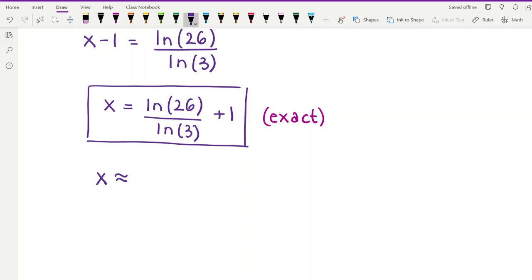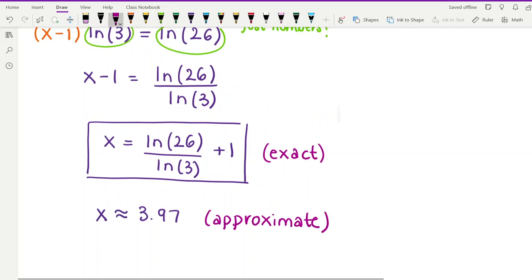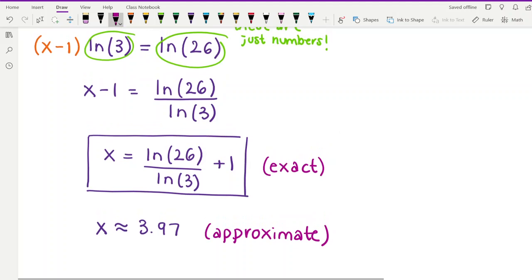And so if you type in ln of 26 over ln of 3 plus 1, that is going to give you approximately, I think, 3.97. So this is an approximation. But the reason that the approximate answer is valuable is it can help you make sure that your answer makes sense.